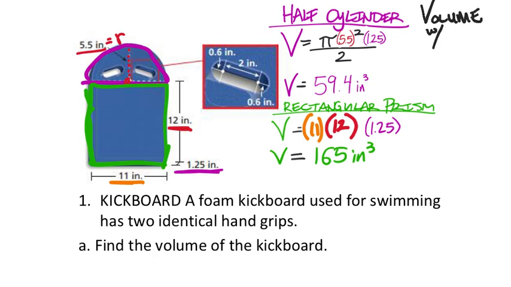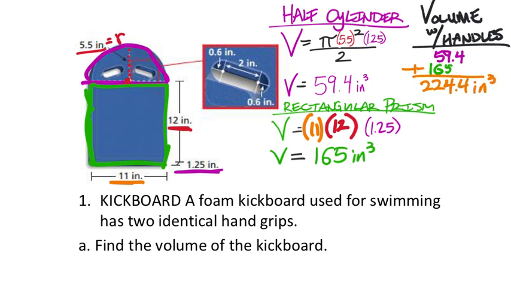but again, that would be with the handles filled. Right, so that would be the volume of the cylinder, 59.4. And then the volume of the rectangular prism, 165. And when I add these two together, that will be the volume of the full composite figure with the two handles filled in. So 59.4 plus 165. Some of you did that in your head, and that's okay. 224.4 cubic inches. Now again, this is not the answer because there's no foam where those handles are.